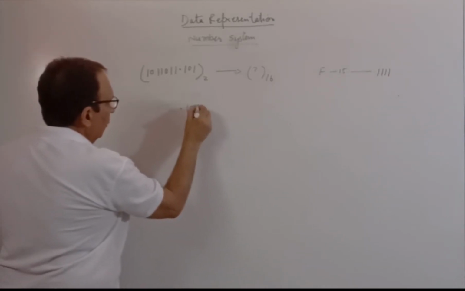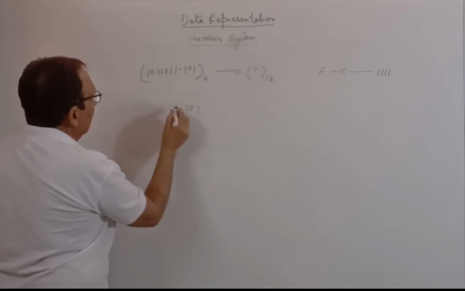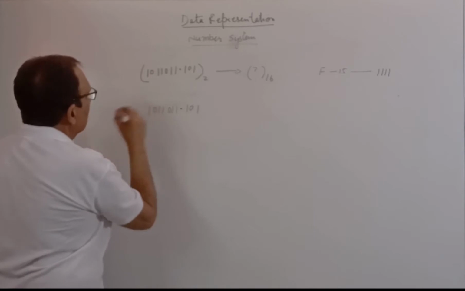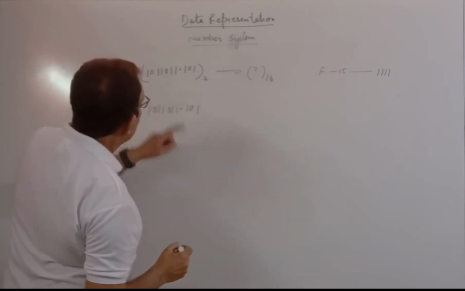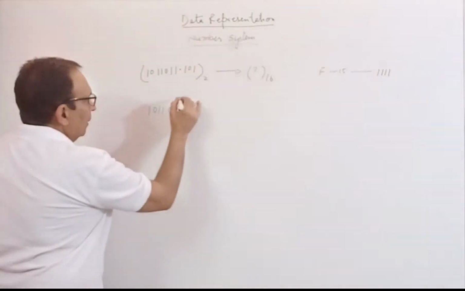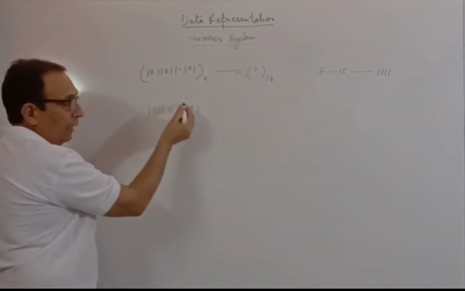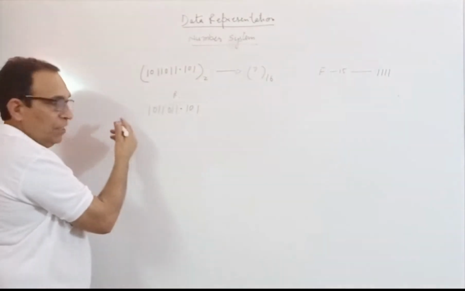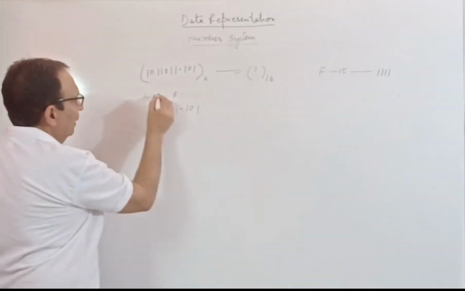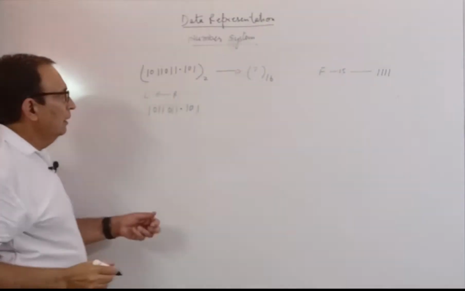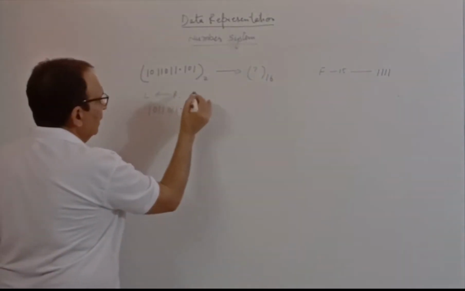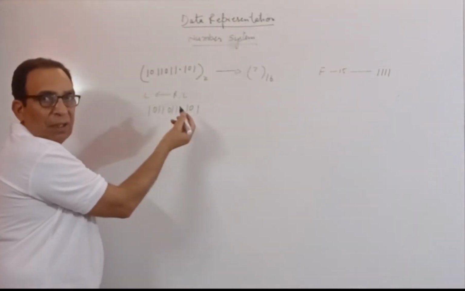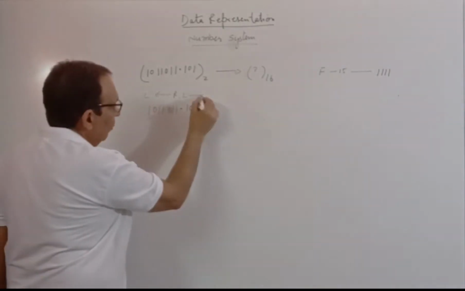binary number 101, and here it is 1101. Here the decimal point is there. This is the right side part which is before the decimal point, and this is the left side of the fractional component, going towards the right.